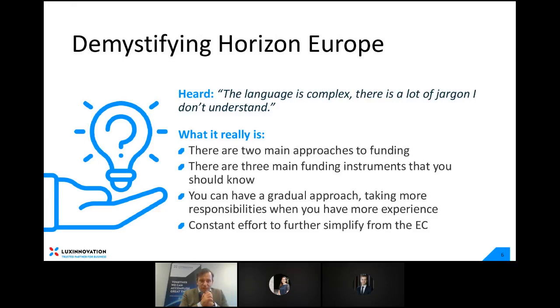You have heard quite a lot that the language of European programs is complex, that there's a lot of jargon, that it's difficult to understand. Well, everything has their own language, but eventually what you have is that you have two main approaches to funding, 3/4 main funding instruments that you should know about. You can always have a gradual approach when you take more responsibilities with more experience. And in addition to that, there's a constant effort to further simplify from the European Commission.